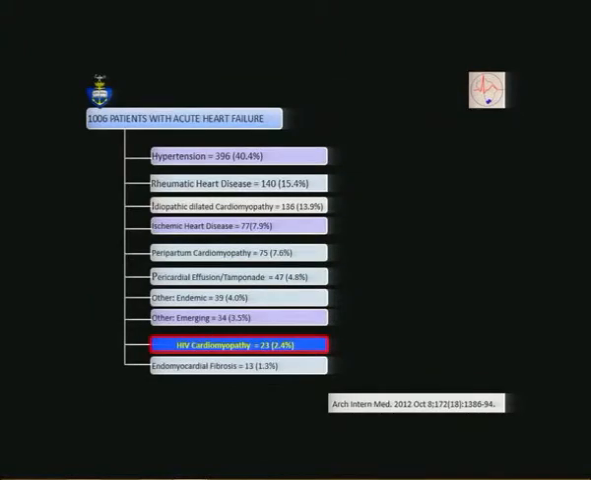And he also showed you this slide, showing the prevalence of the etiology in descending order. What I'd like to do is highlight that HIV cardiomyopathy in this prospective cohort was found in about 2.4% of patients.